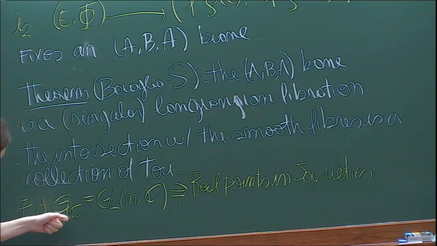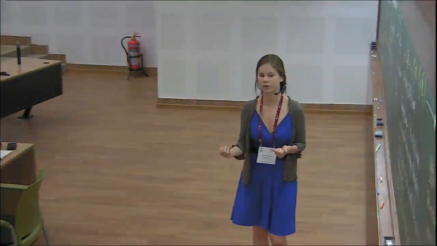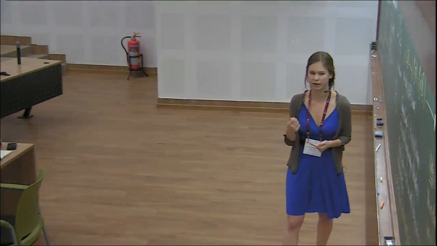When you start putting subgroups of GL(n,C), so you're going to more complicated Higgs bundles, or Higgs bundles with further constraints, it becomes more and more difficult to understand how many tori there are and how they lie.